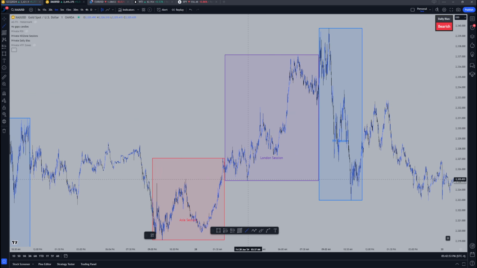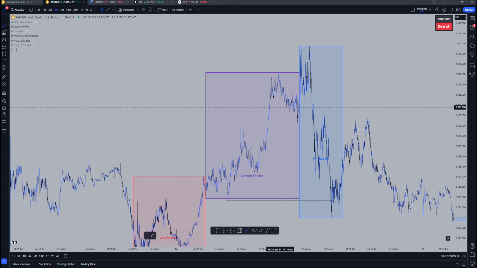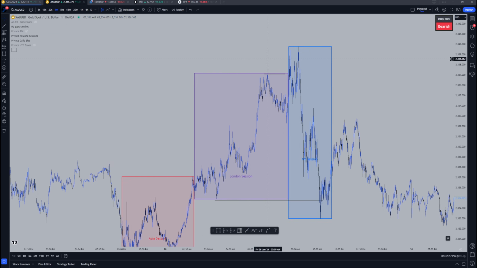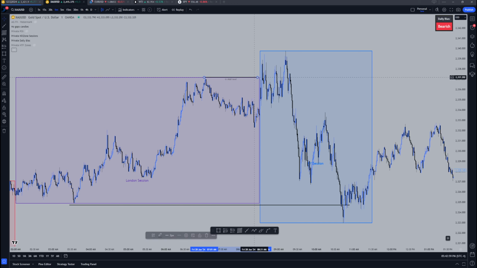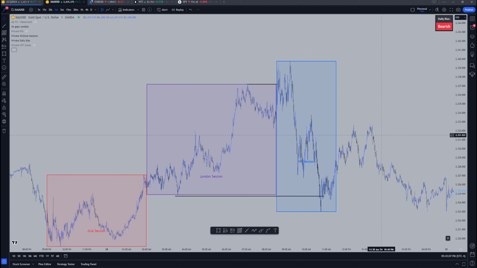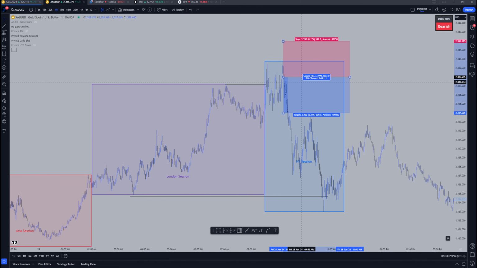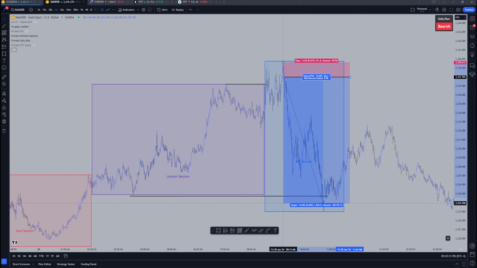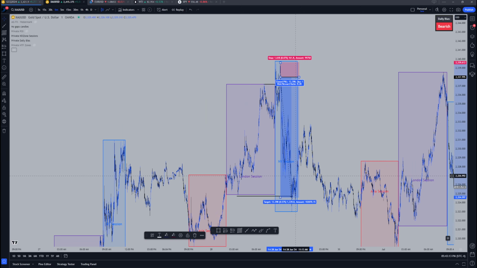So for example, London session low is right here. The high is right here. New York opens. Okay, we got swept unfortunately. This is a sweep right there because of the wick closure. And then price essentially, if you had another re-entry, price took out London session low.